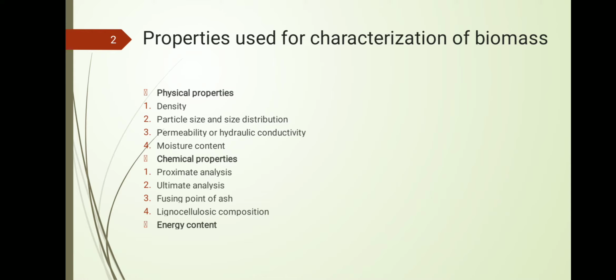And finally, we have energy content. So energy content is the calorific value of that biomass. From that we will be able to get the calorific value of our output gas or liquid, etc. So these are the important properties. In this session we will cover physical properties and chemical properties up to proximate analysis and ultimate analysis. The remaining we will cover in the next session.